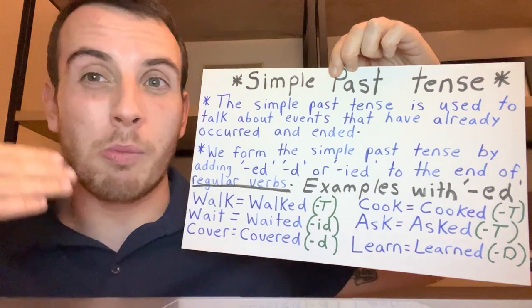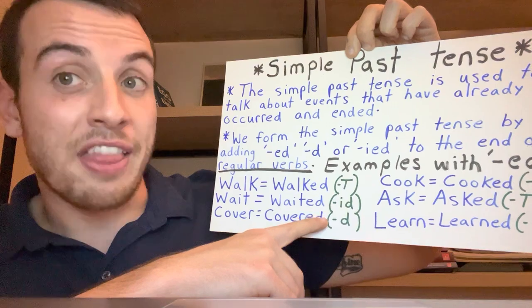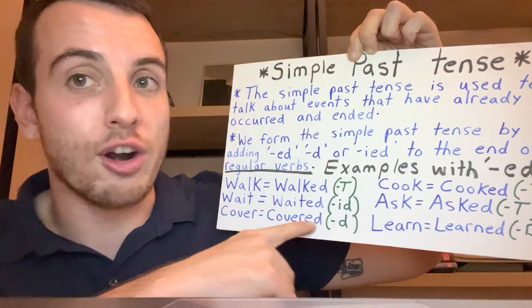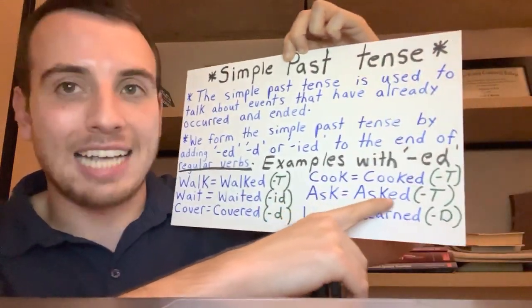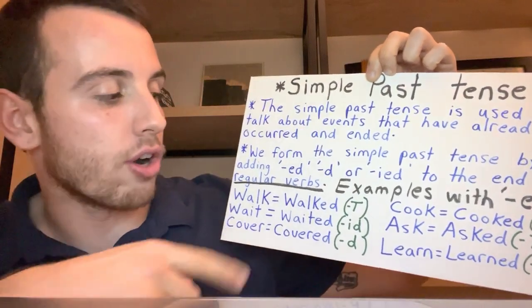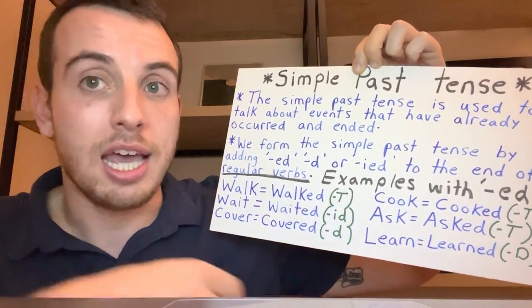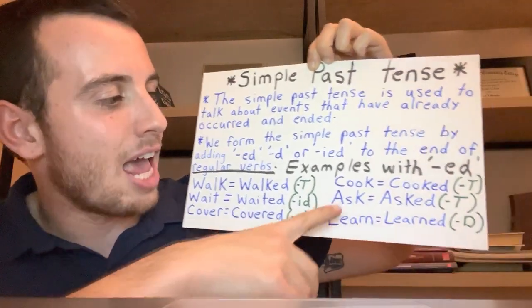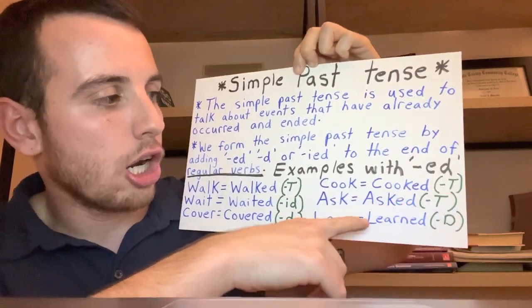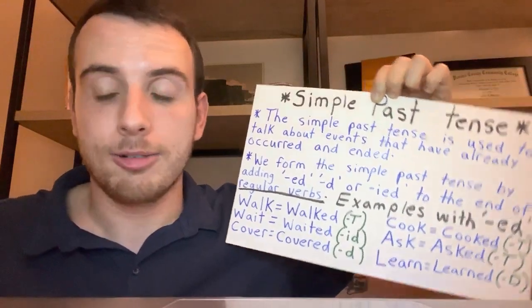So for example, someone learning English might see the word waited and then think, okay, so it's pronounced walked, covered, waited, asked. That's not correct. They're different. It depends on the word. So for walked, it ends in a T. Walked. The sound ends in a T, the pronunciation. Ask, asked, cooked, learned with a D, and with the ID, waited.